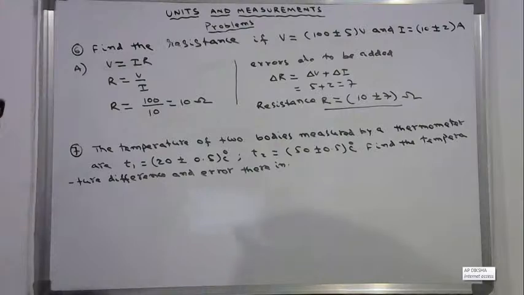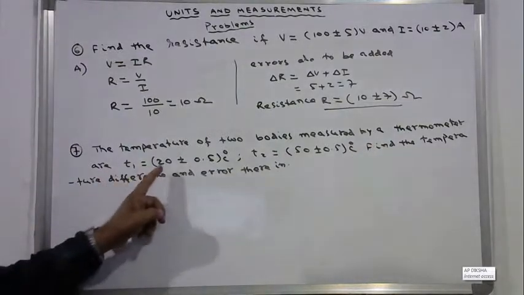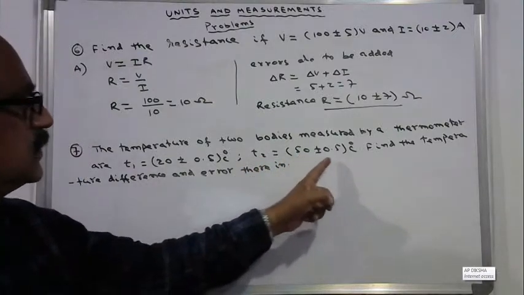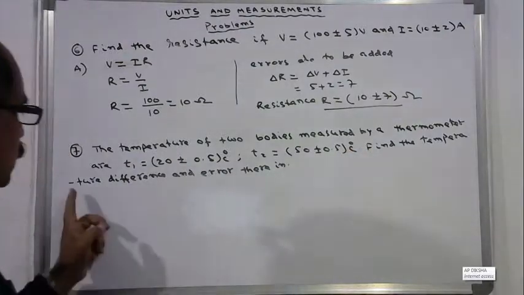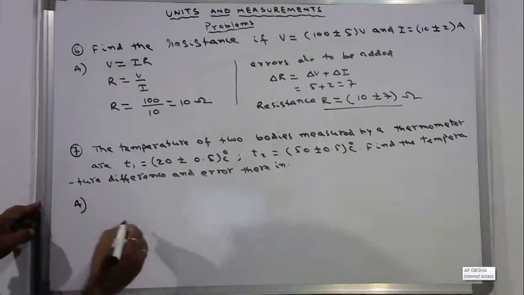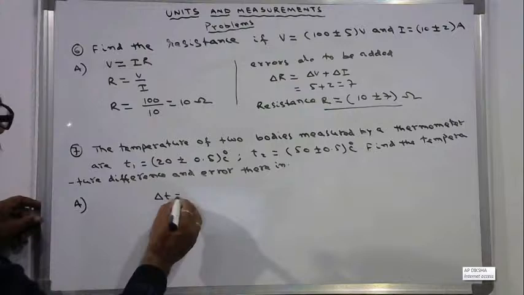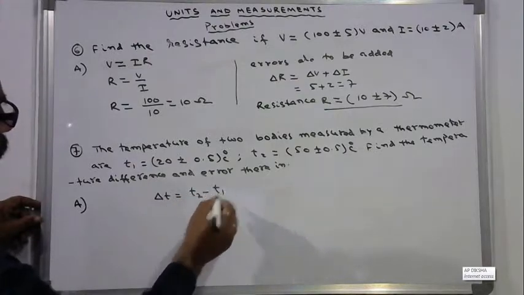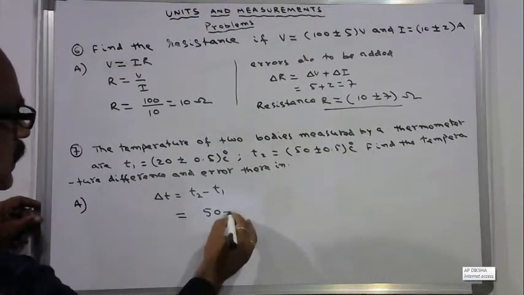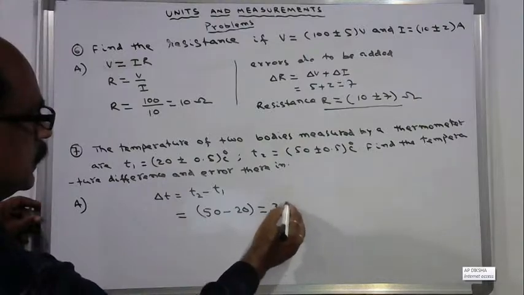Now let us observe the next problem, the 7th one. The temperatures of two bodies measured by a thermometer are T1 equal to 20 plus or minus 0.5 degrees centigrade, T2 is equal to 50 plus or minus 0.5 degrees centigrade. Find the temperature difference and the error therein. So let us observe the solution for this. Actually, we have to find delta T is equal to T2 minus T1. T2 here is 50 minus 20. This is the main value, 30 degrees Celsius.